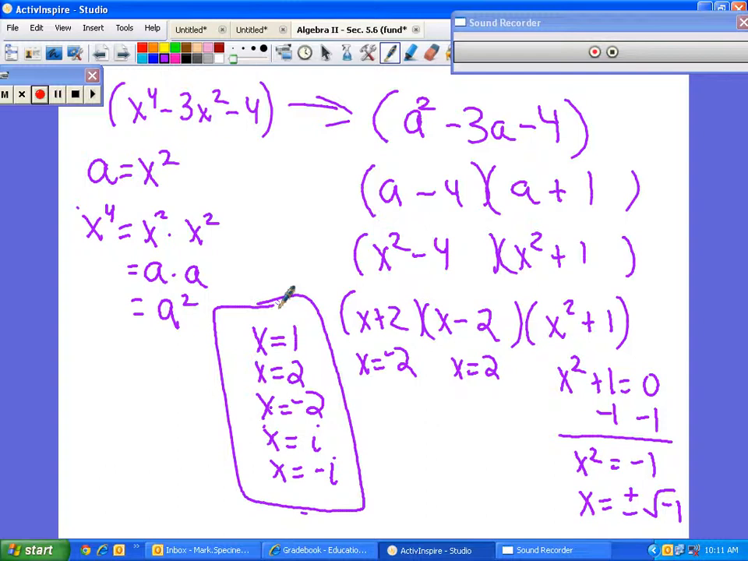Okay, are there any questions? Yes, sir. Where did you get the i and the negative i? I got that x is equal to plus or minus the square root of -1. The square root of -1 is i. What about the negative i? When you take the square root, remember you always get two answers, a plus and a minus. Remember, the square root of 25 is plus 5 and minus 5. See, because minus 5 times minus 5 is 25.